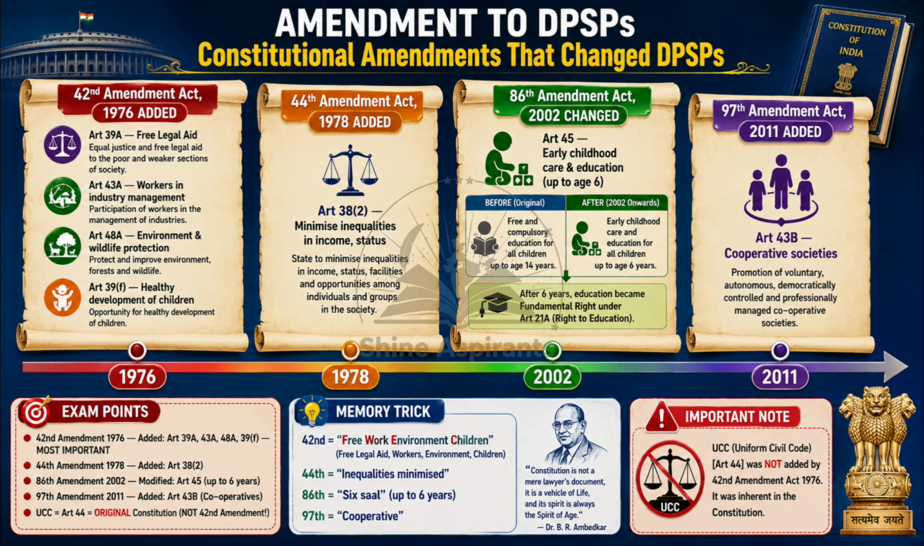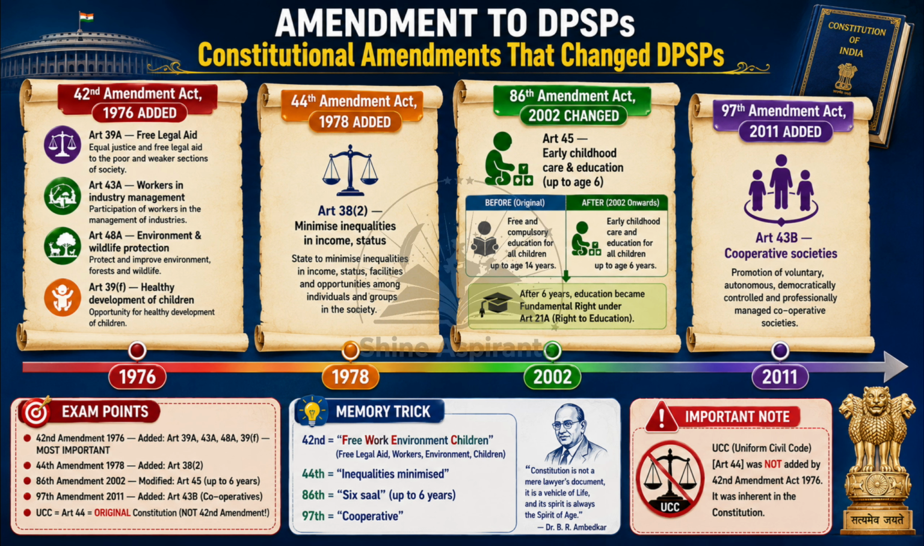Amendment to DPSPs. DPSPs are not frozen in time. Parliament has added new directives through constitutional amendments. Let me walk you through each one. These are direct prelims questions. 42nd Amendment Act, 1976. This is the most important amendment for DPSPs. It added 4 new directive principles.